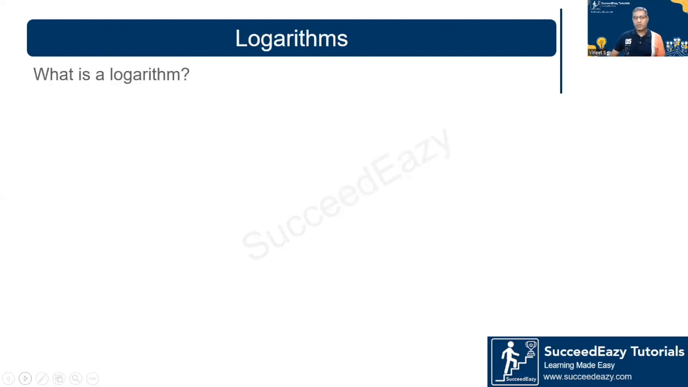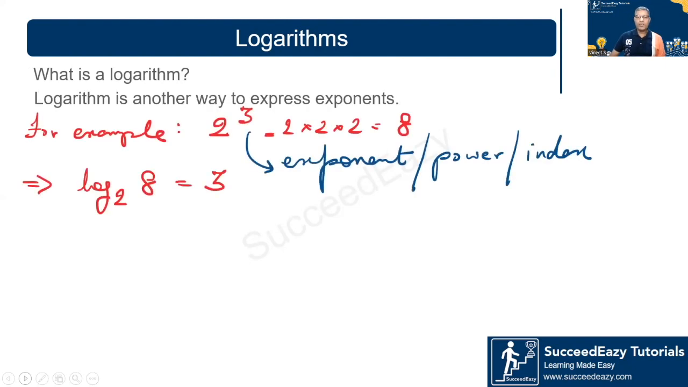Let's begin with the question, what is a logarithm? Logarithm is another way to express exponents. For example, 2 to the power 3 is 2 times 2 times 2, that is equal to 8. In this case, 3 is the exponent or the power or the index. So 2 to the power 3 equals 8, and therefore, this is an exponential function.